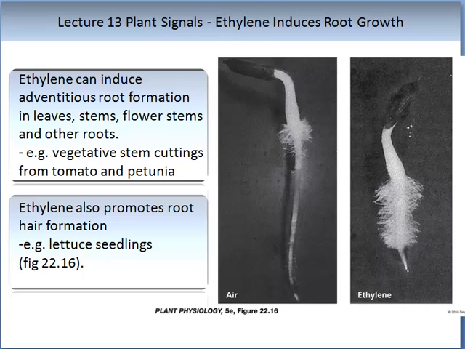Ethylene induces root growth. It has been shown that ethylene can induce adventitious root formation in leaves, stems, flower stems and other roots. For example, vegetative stem cuttings from tomato and petunia. Ethylene also promotes root hair formation, as shown on the illustration in the slide, in lettuce seedlings.